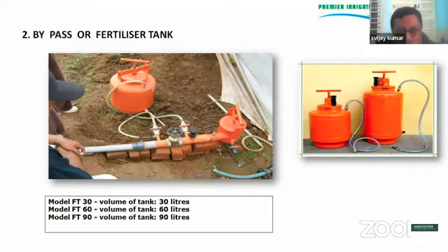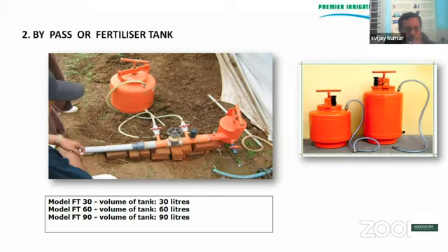The second method is the bypass of the fertilizer tank. The photograph you are seeing is actually a drip irrigation system having a fertilizer tank. The water is actually being fed by gravity. When there is a low head available for the system to work, at that time it is suggested to go for a fertilizer tank. And again, here also you have to create the pressure difference between the inlet and the outlet side.